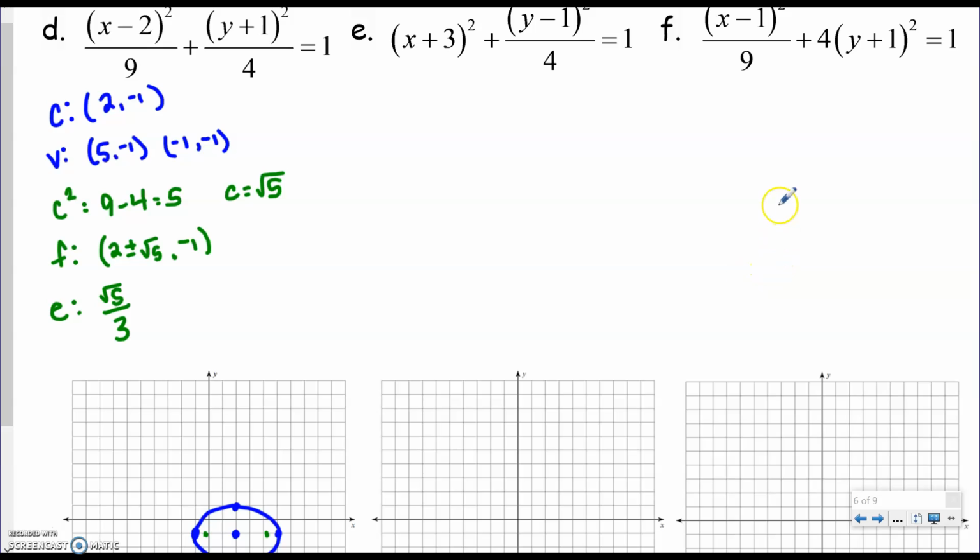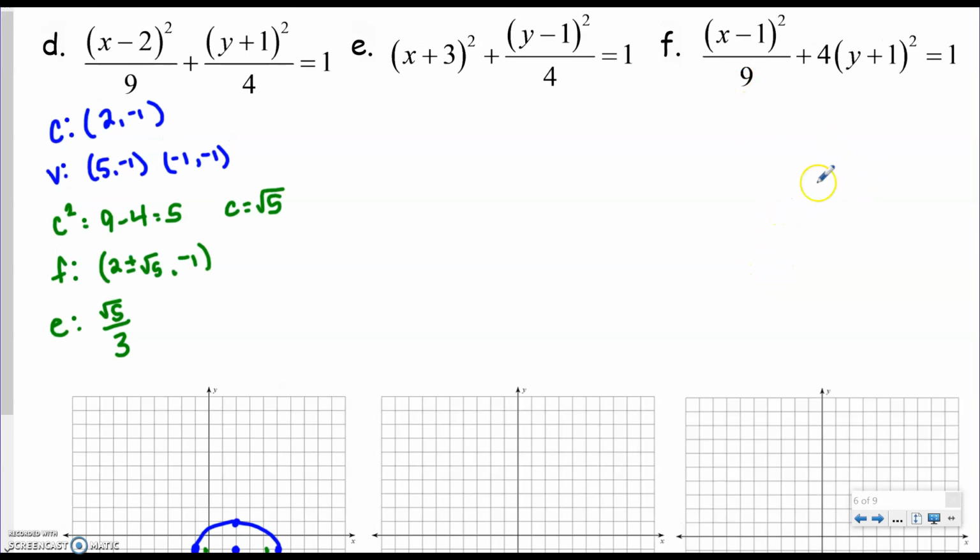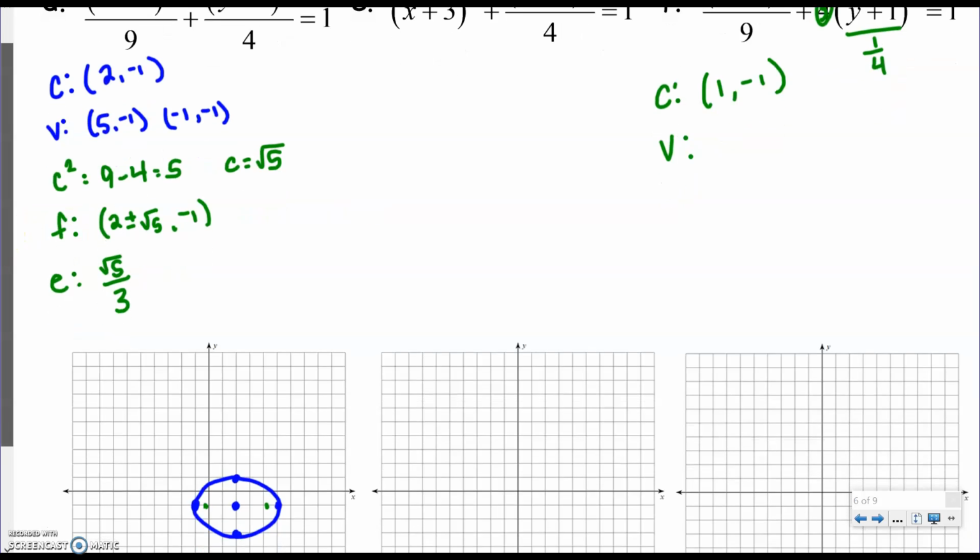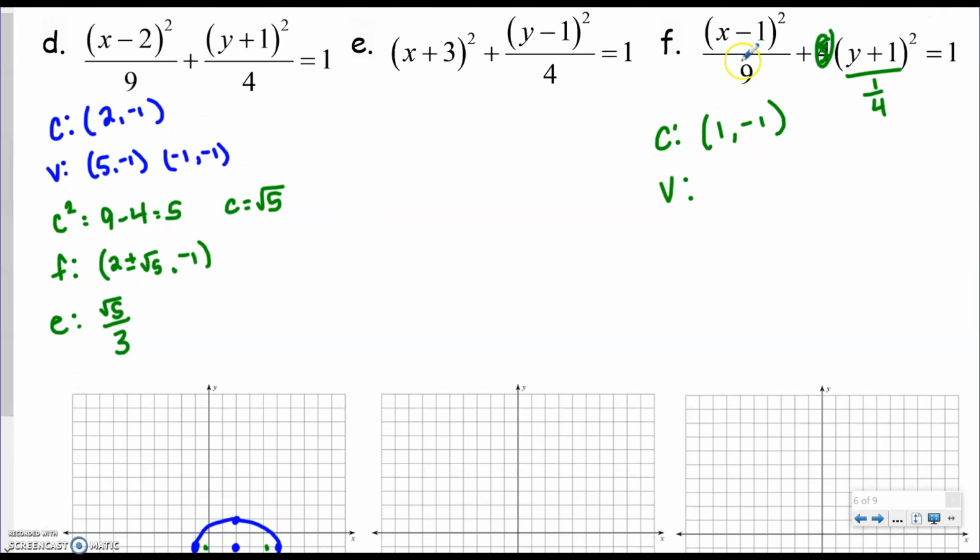Last one I'm going to get set up for you on this page is F. I know my center is at 1, negative 1. And I know that instead of multiplying by 4, I could change this to dividing by 1/4. Just flip my fraction over, and that makes it a little bit easier to decide vertices, co-vertices, and all that good stuff. So my vertices, I'm going to go sideways, 3 each direction.